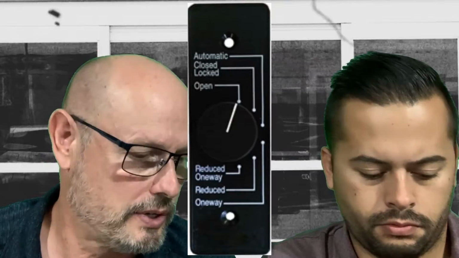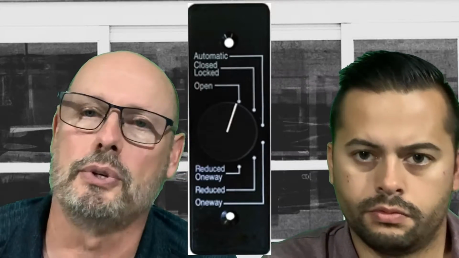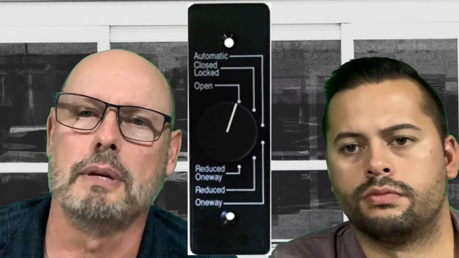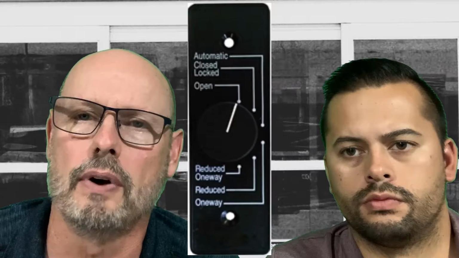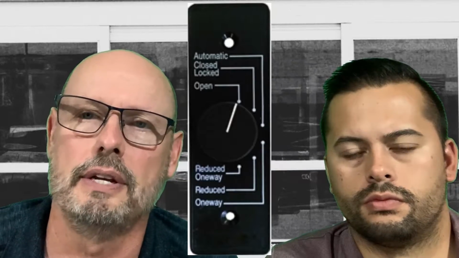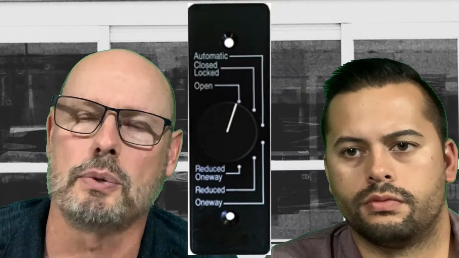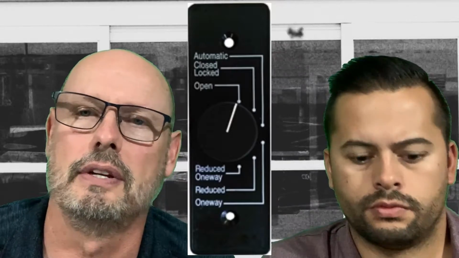The next position is the open position, and that simply means that if you put it on open, the door will fully open and stay open indefinitely as long as that switch is not turned to another position.